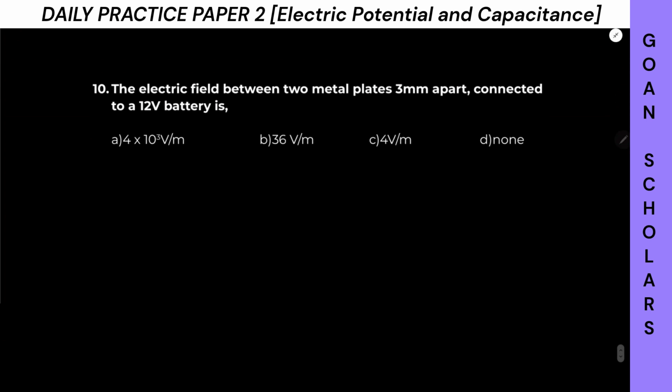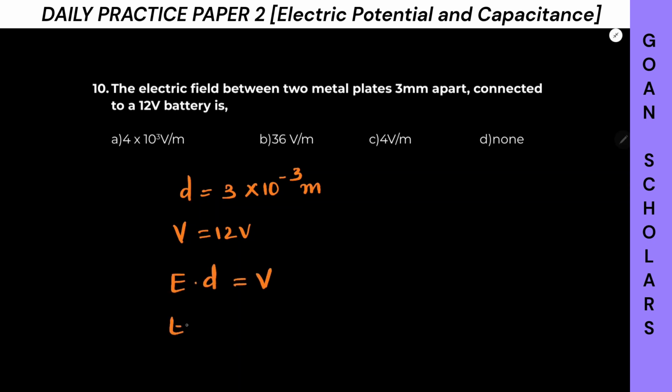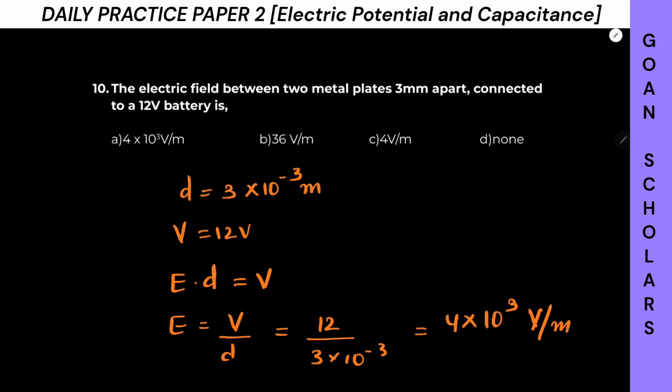Let's move to our question number 10. The electric field between two metal plates 3 mm apart. So distance here is 3 mm, 3 into 10 to the power minus 3 meters, connected to a 12 volt battery. So voltage here is 12 volt. We have to find electric field. So E into D is equal to V. So E will be equal to V upon D. What is V? 12. And what's the separation? 3 into 10 raised to minus 3. So cancel out 12 and 3, 4, and 10 to the power minus 3 goes up 3. Okay, that is volts per meter. So 4 into 10 raised to 3 volts per meter. That is our option A.